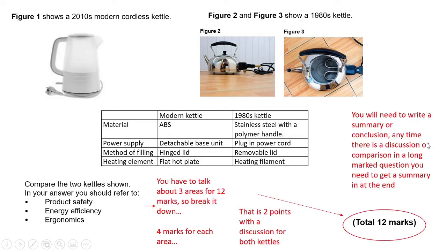There's 12 marks. So first of all, you're going to need to write a summary or conclusion. Because anytime there's a discussion or a comparison in a long mark question, there's got to be a summary at the end. So here you have to talk about three areas. So for 12 marks, that's four each. Okay, 4 times 3 is 12. That is 2 points of the discussion for both kettles. So 12 marks. Pause the video. I've got an answer and we'll go through the answers.